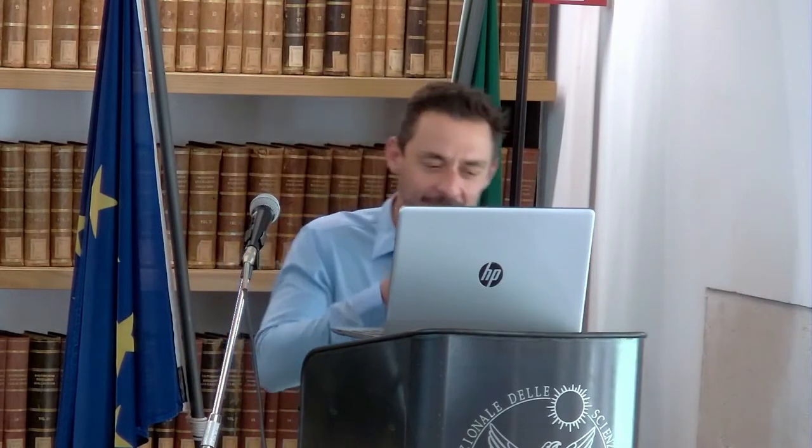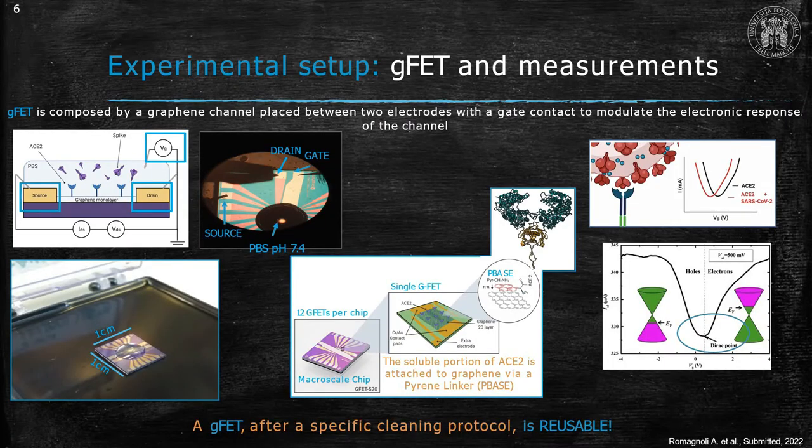To do that, we have chosen as a bioanalytical sensor the graphene field-effect transistor, or GFET, that is a well-established technology in the field of biosensors. So the GFET transduces a biological signal into an electric signal. Basically, we have a voltage curve. And when we have a binding between the target protein and the bioreceptor, we have a shift of this curve. In particular, we have a shift of the Dirac point that represents the minimum conductance of the graphene.